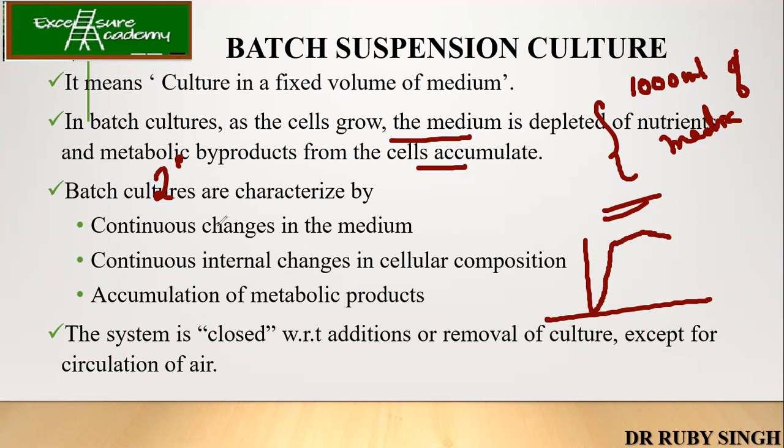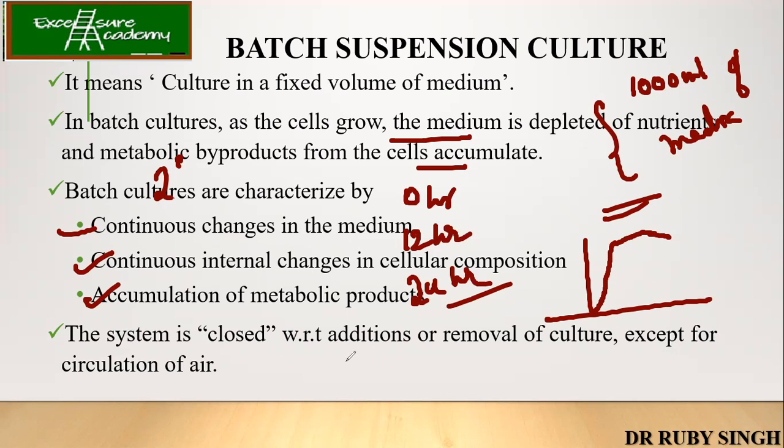Now these batch cultures can be characterized by continuous changes in the medium, continuous internal changes in the cellular composition, and accumulation of metabolic products. So all these tests you can do. Suppose you started with 1000 ml of the media, then at 0 hours, what is the composition, then at 12 hours what you're going to get, then at 24 hours what you're going to get. Okay, so depending on that you can study all this.